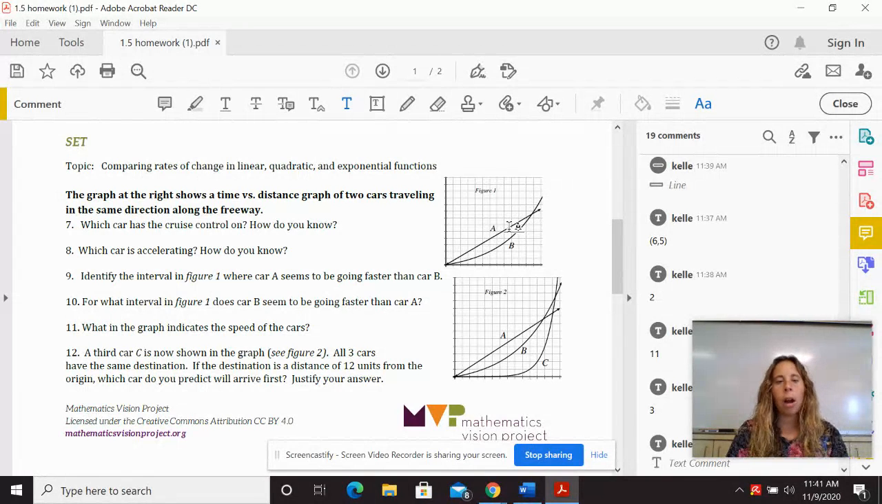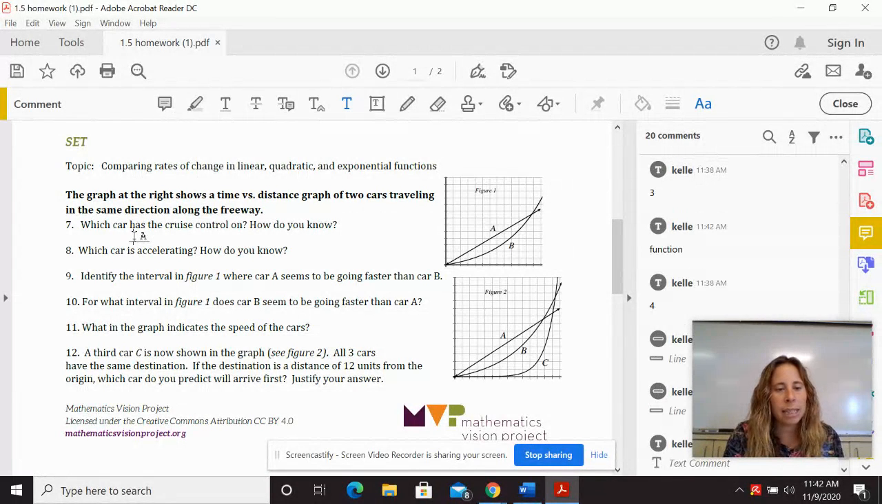So cruise control on a car, if you probably none of you have driven yet, maybe you have. You can flip a switch and it's on cruise control, and so that means your car will just go whatever speed you pick. So it'll go 25 miles per hour, and it'll just stay on that. That's what being on cruise control means. So it's staying the same. It's driving at a constant rate. So car A, because it has a constant rate.